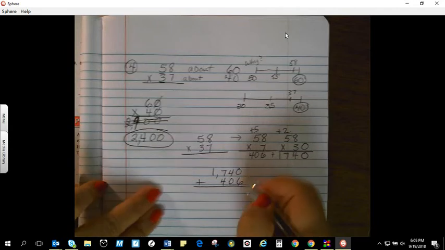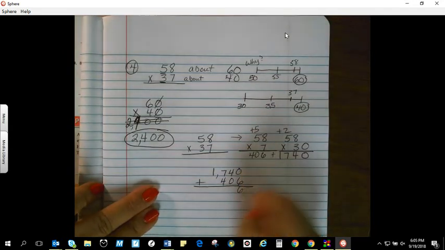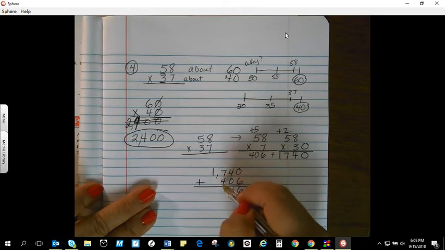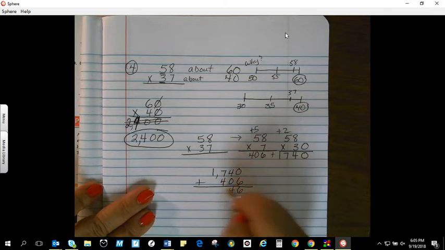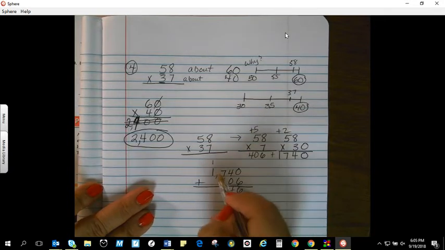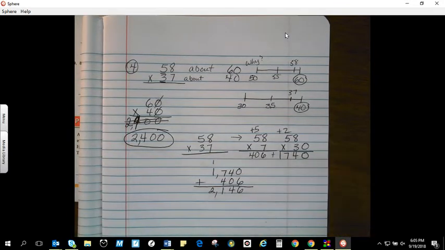All right, so 6 plus 0 is 6, and add correctly, too. 4 plus 0 is 4. 7 plus 4, well, I know that 7 plus 3 is 10, plus 1 more is 11. I'm going to carry my 1. 1 plus 1 is 2. So my answer is 2,146, and I'm going to place that right here.